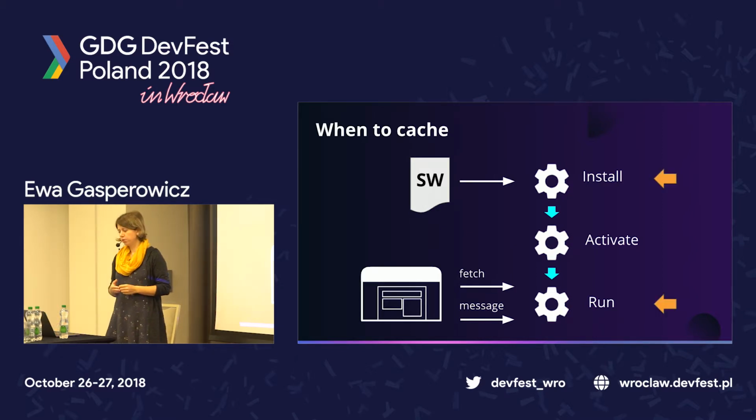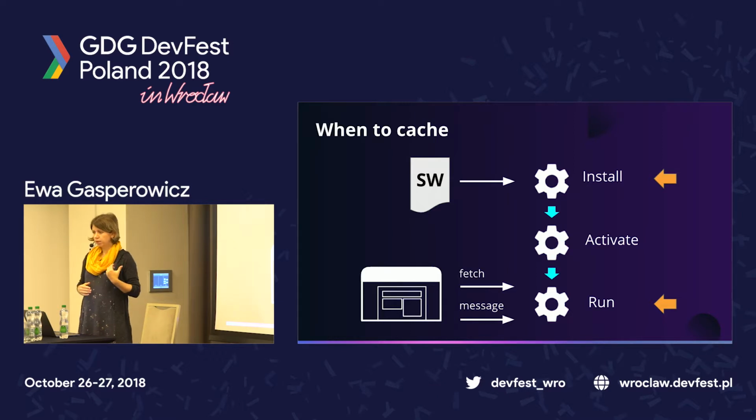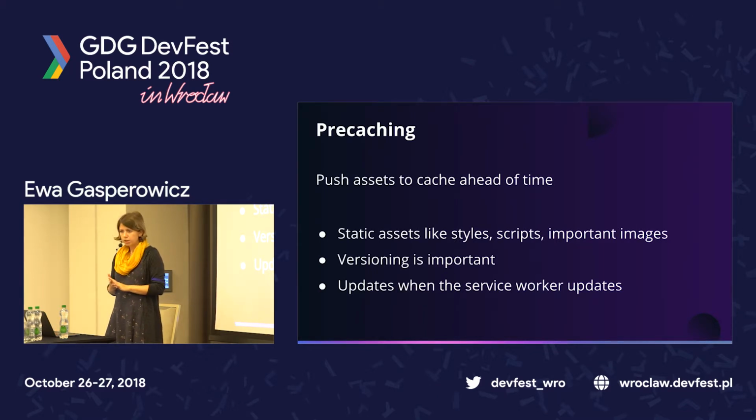And here are these 2 entry points I told you about. The first one is the installation step, that's for pre-caching. And then the second arrow is for runtime caching and on-demand caching. Pre-caching is really good.